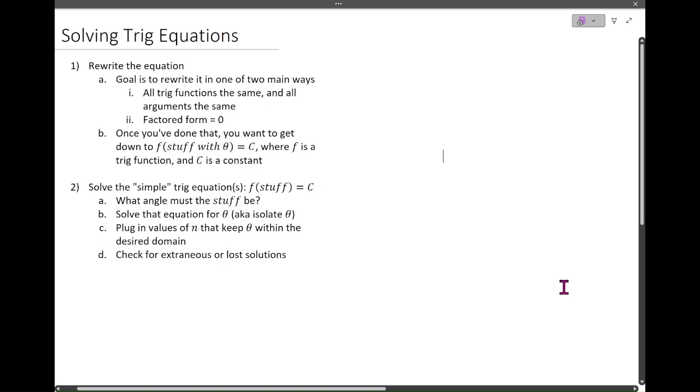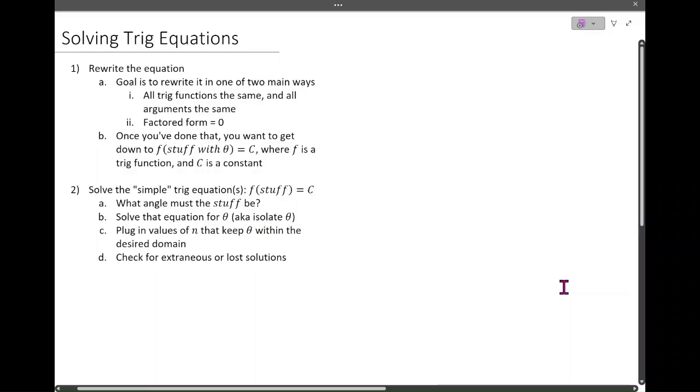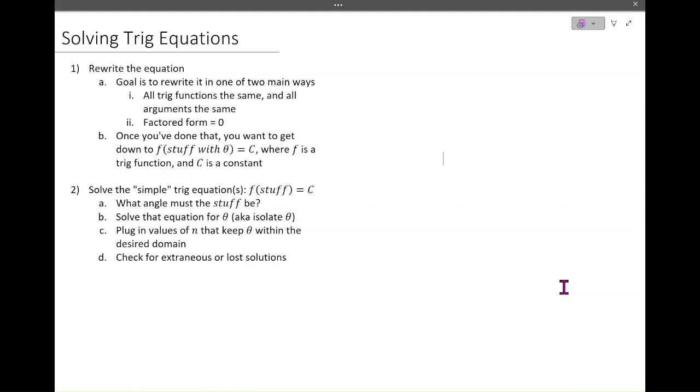Hello folks, so in this video I want to do another example, well maybe not another, but the first example like this of solving a trig equation, but I'll go through the recipe, so to speak, one step at a time and try to make it super duper clear.